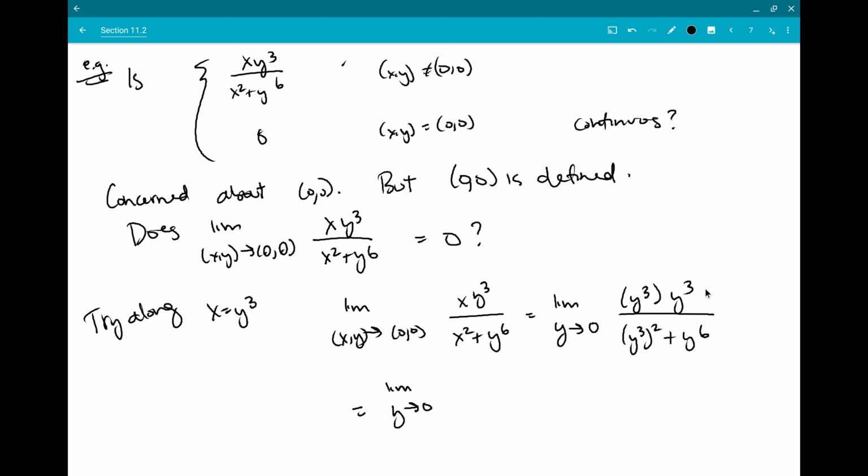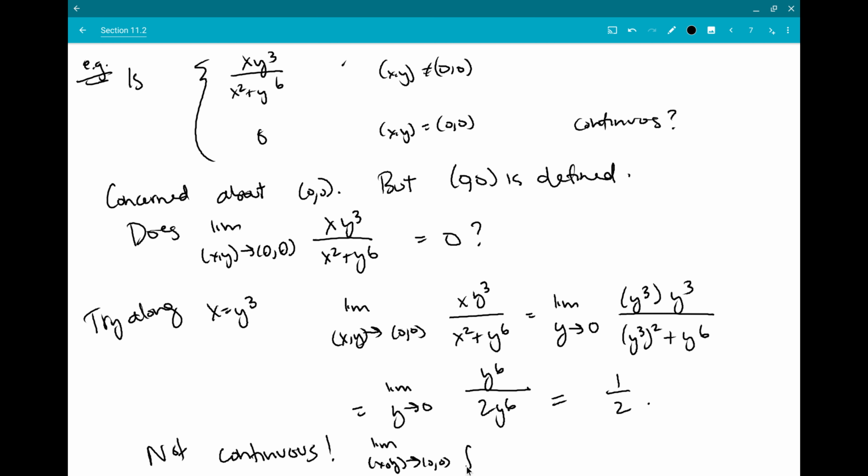So when I simplify everything in the numerator, I've got y to the 6th. And in the denominator, I've got y to the 6th plus y to the 6th. That's 2y to the 6th. My y to the 6th cancel out, and I'm just left with 1/2. But that doesn't match the definition of 0 at the origin. So I know that this is not continuous, because the limit as xy goes to 0, 0 of f of xy does not equal f evaluated at 0, 0.